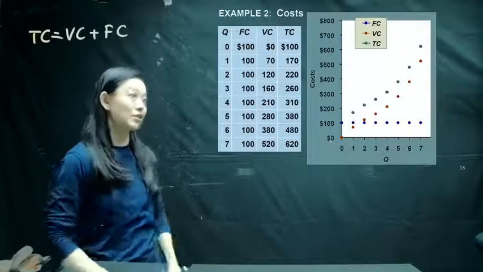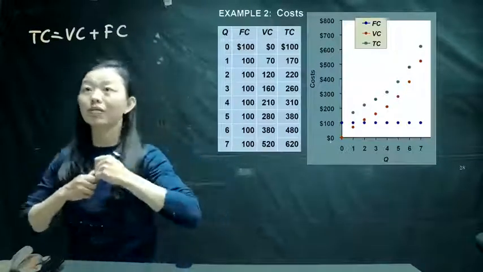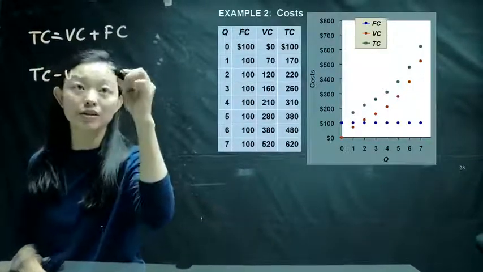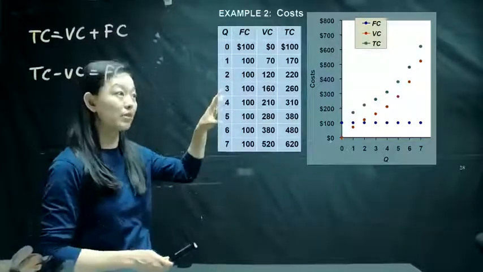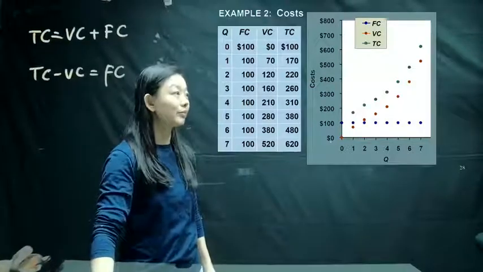And pay attention, the vertical distance between variable cost and total cost is actually the fixed cost. You can see the vertical distance is always the same because the fixed cost is always at 100, okay?